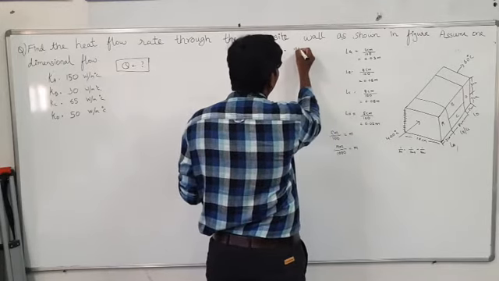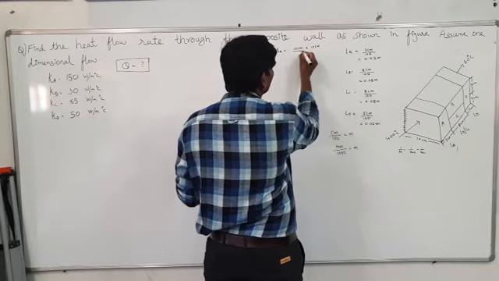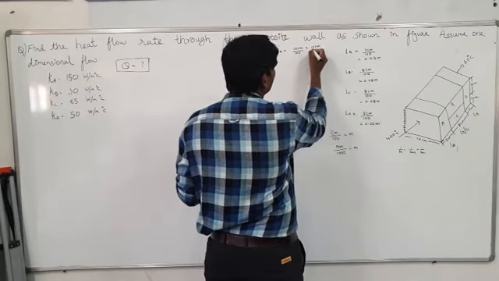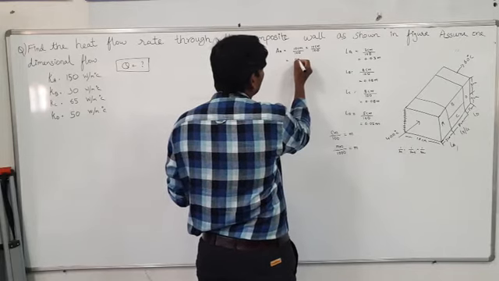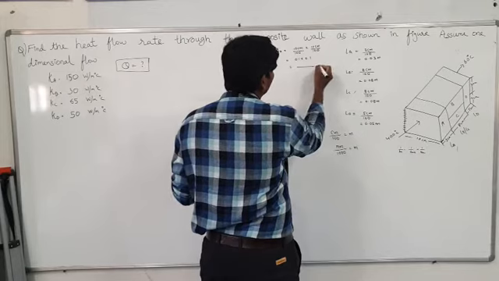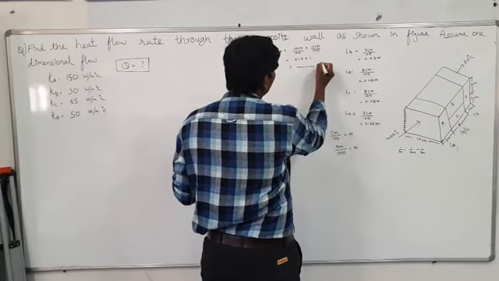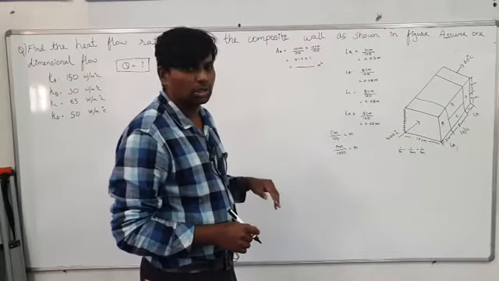This one is 10 centimeter and this one is also 10 centimeter. These centimeters you first have to convert into meter. So this will become 0.1 and this one also becomes 0.1, and you will get some answer. The answer should be in meter square. We will find out that answer.